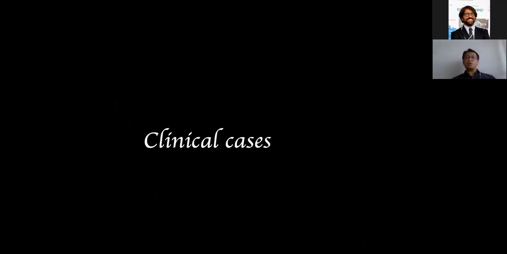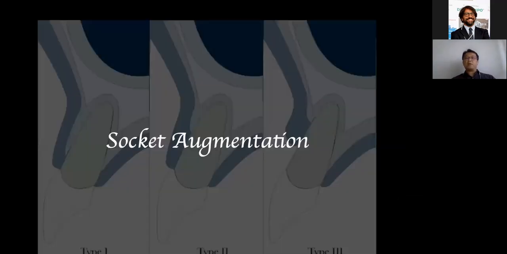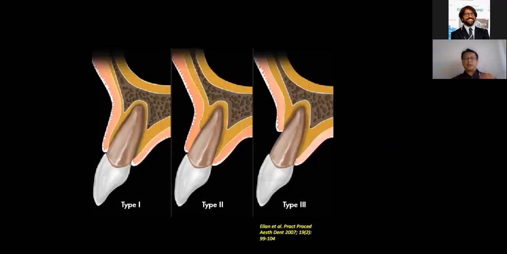I will just quickly show you some of the clinical cases. These are things that you've done in your practice. It's probably quite boring for you. Socket augmentation, straightforward. Type 1 sockets are the easiest. I will not spend much time talking about it. It's a done deal and it's always very predictable in our hands.